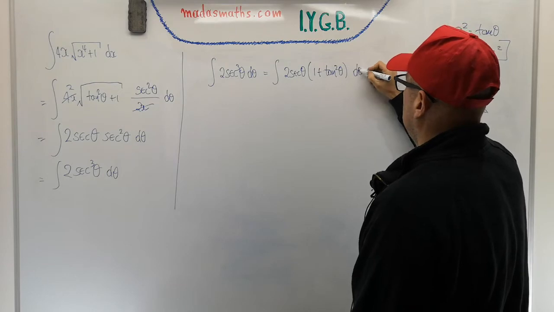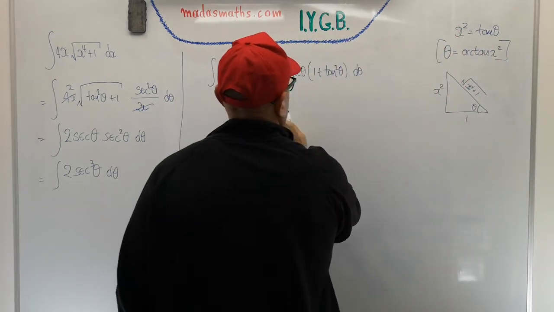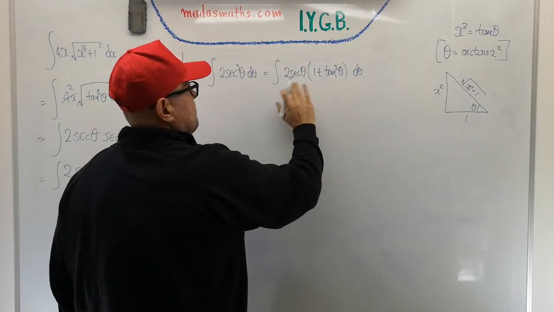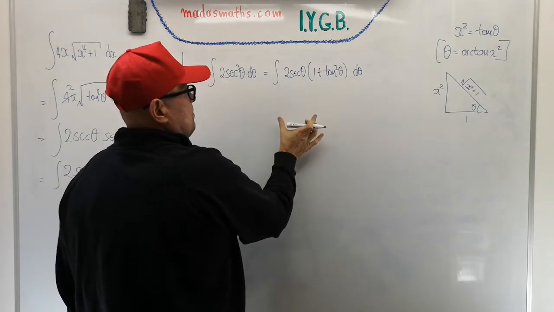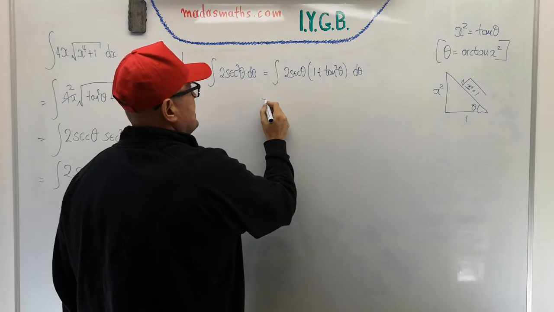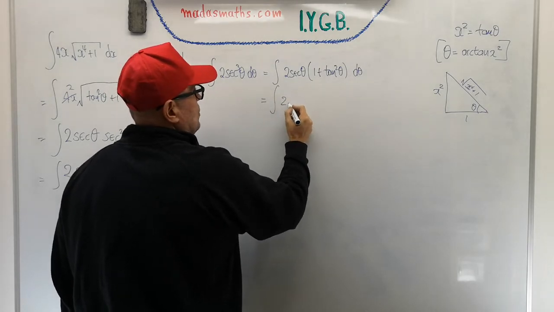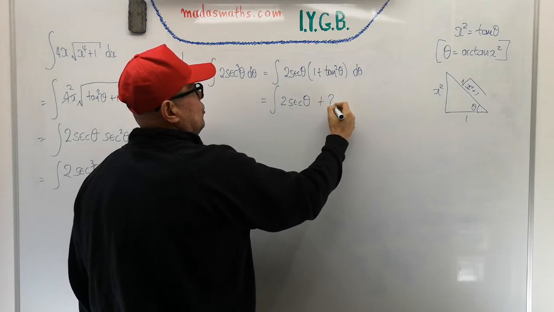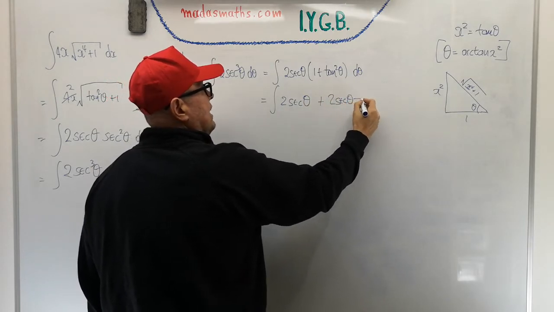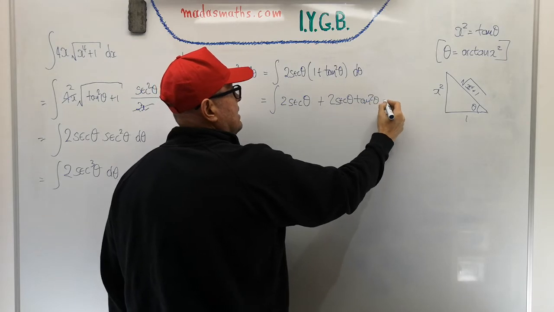Okay, so that's my first step, and then I'm going to multiply. I can see that bit okay because I remember the answer. I'm going to multiply that, and the first bit that you just saw there was the integral of a sec. So 2 sec theta, that's this bracket, plus 2 sec theta tan squared theta d theta.